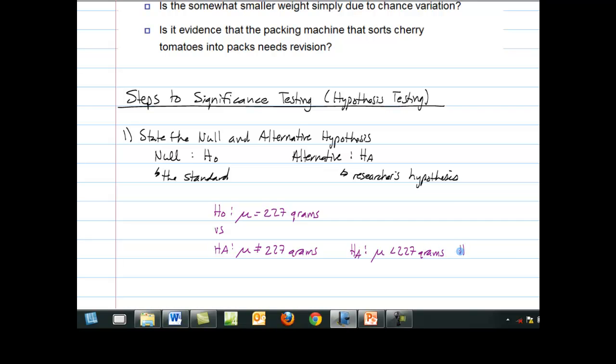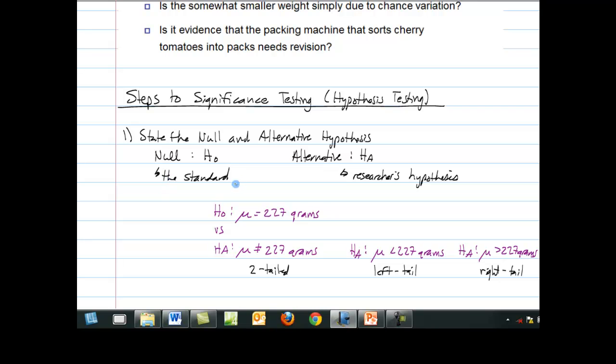And we could also have an alternative hypothesis that says mu is greater than 227 grams. We just choose one of these alternatives. This is called the two-tail case because it has a right tail and a left tail. This is called a left tail hypothesis or a left tail alternative because it's less than, and this is called a right tail alternative in this case.